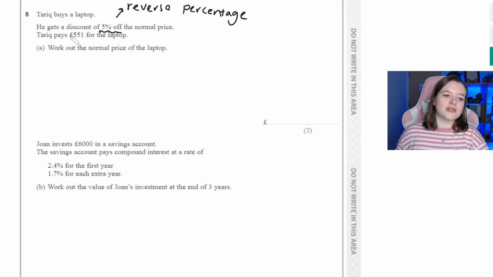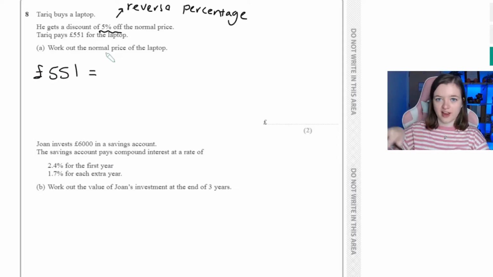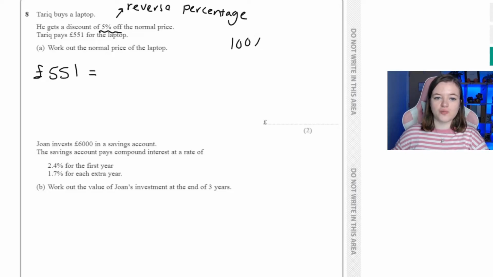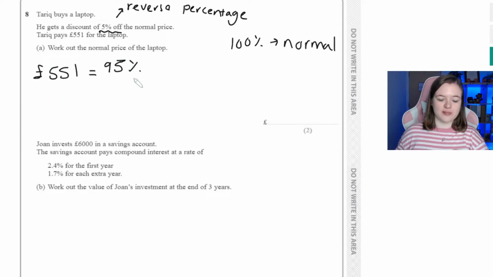Tariq pays £551 for the laptop, work out the normal price of the laptop. Right. So Tariq, he's paid £551, and that is the equivalent to the normal price, take away 5%, right? So 100%, that's what it was initially. So 100%, that is the normal price. He's then taken away 5%, and then gotten 95%. So that is how much Tariq is paid. It's paid 95% of the total, right?